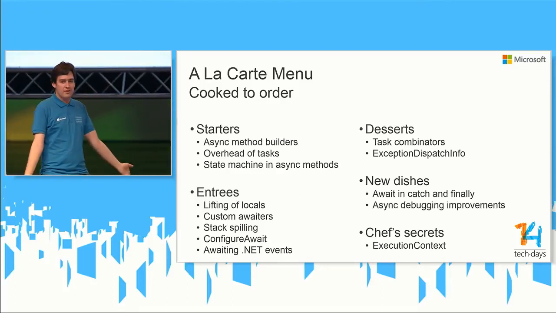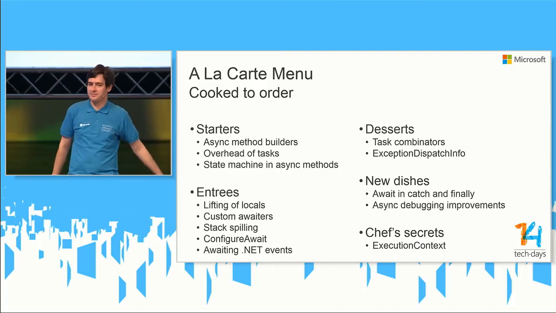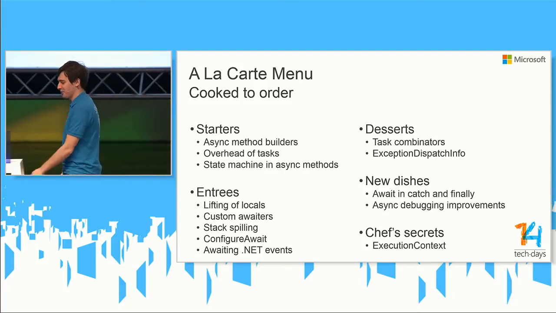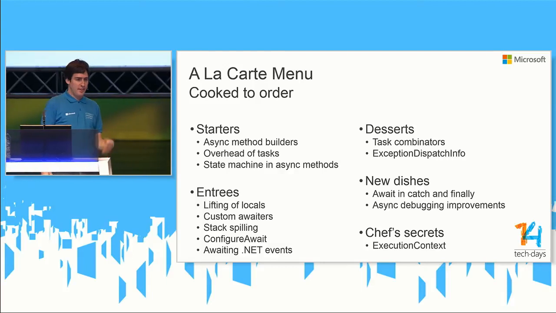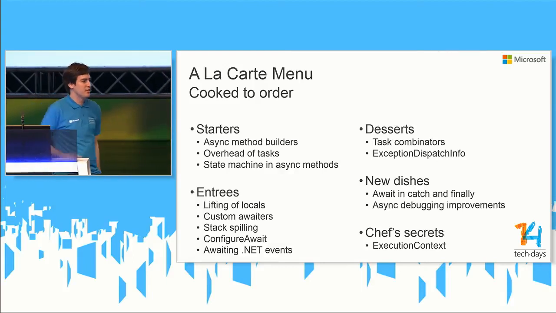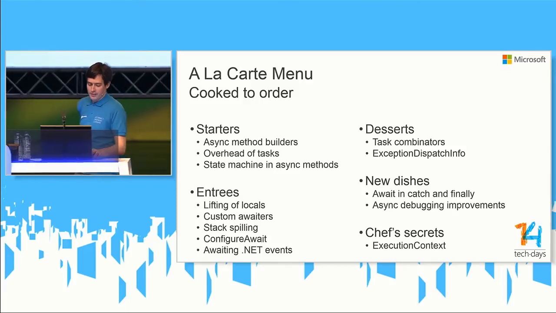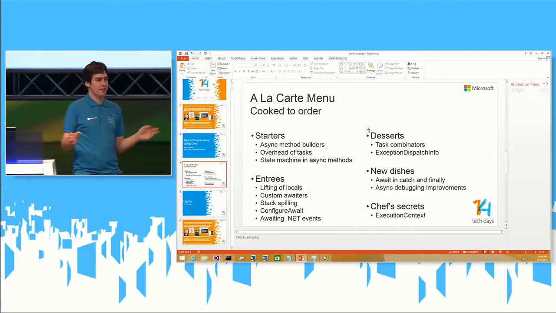So let's get started. Why doesn't somebody pick a small starter for me? The state machine. A classic, let's start with the state machine. Good. So, in fact, I'll be talking about async method builders as well, because to get to the state machine, I need to show an async method builder as well. So let's actually take a look at how the compiler transforms an async method.